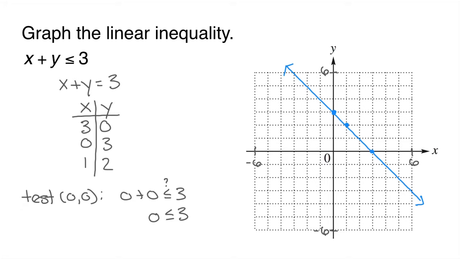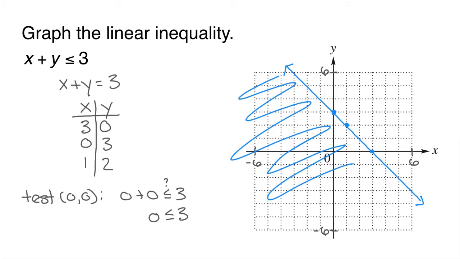and therefore we want to shade the side of the line that contains the origin. So we shade below and to the left of the line to graph this inequality.